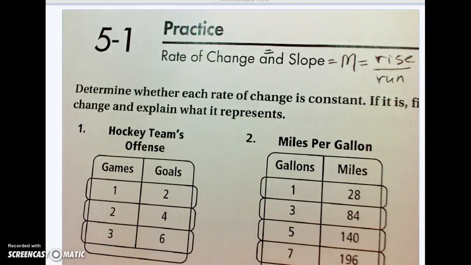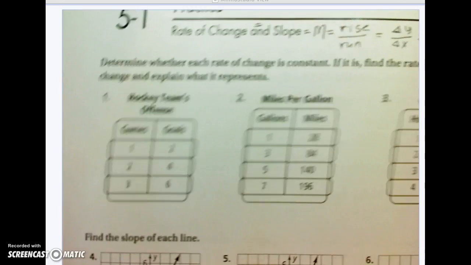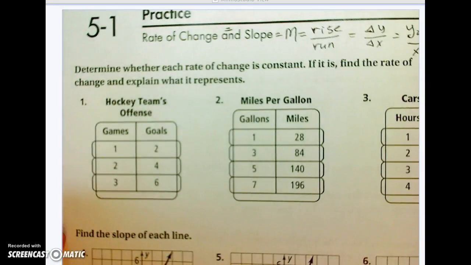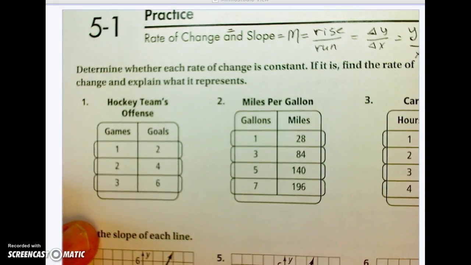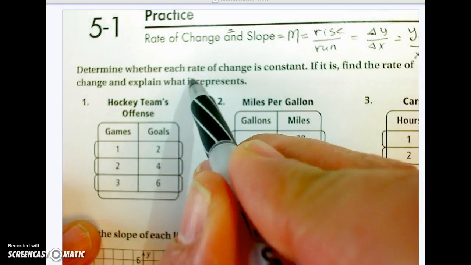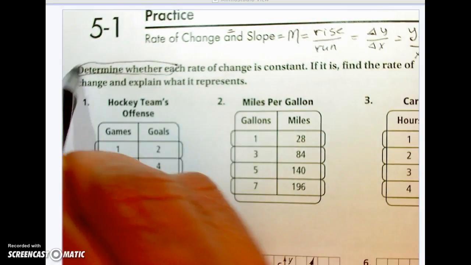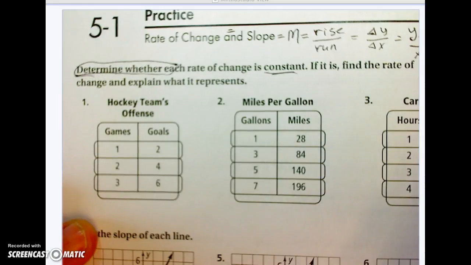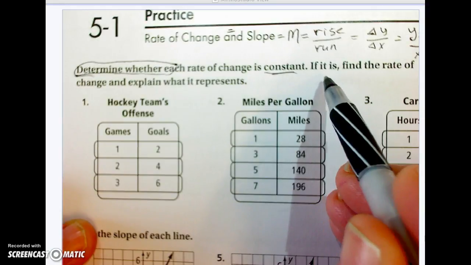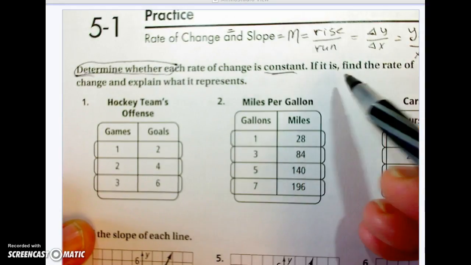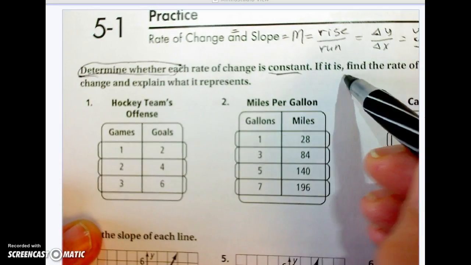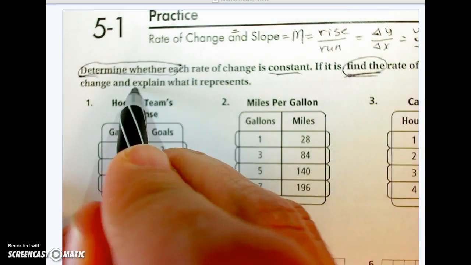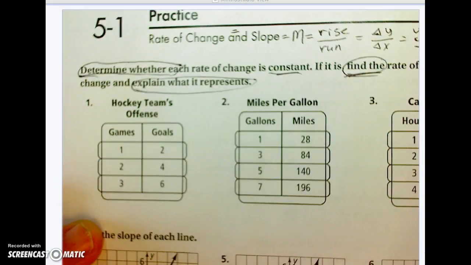So whenever you start an assignment, you make sure you look at the instructions to see what exactly they are asking. So determine whether each rate of change is constant. If it is, find the rate of change and explain what it represents. So first we need to determine whether it's a constant rate of change. So we're going to say yes or no. And then if it does have a constant rate of change, we need to find it. And then we have to explain what it represents.